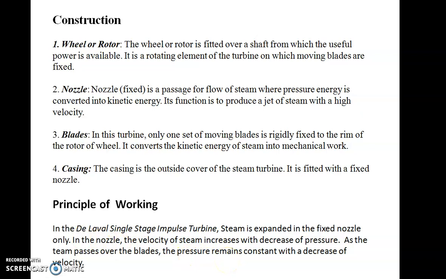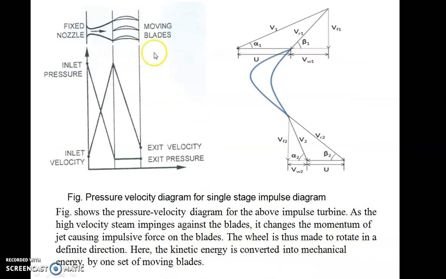fixed nozzle only. In the nozzle, the velocity of steam increases with decrease of pressure. As the steam passes over the blade, the pressure remains constant with the decrease of velocity. This is a very important point, that is, the pressure remains constant. That is the principle of the impulse turbine. Pressure does not change across the moving blades.